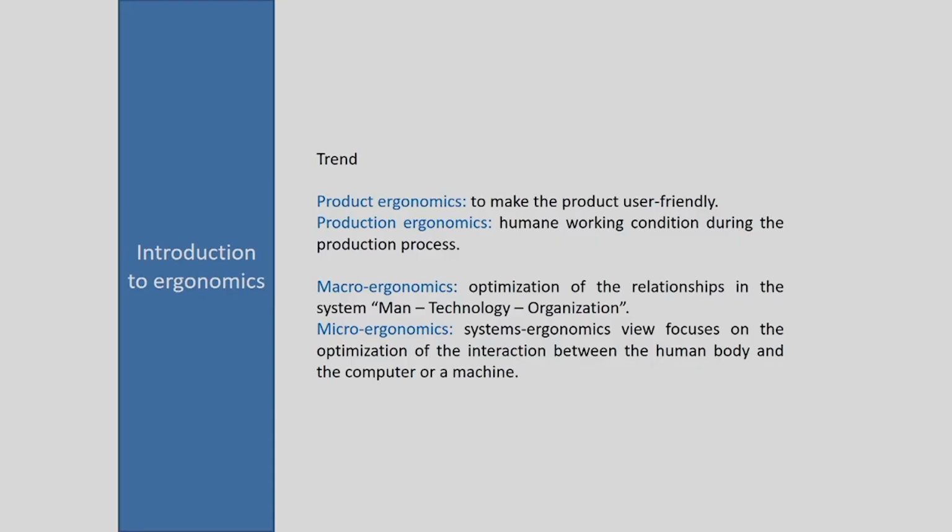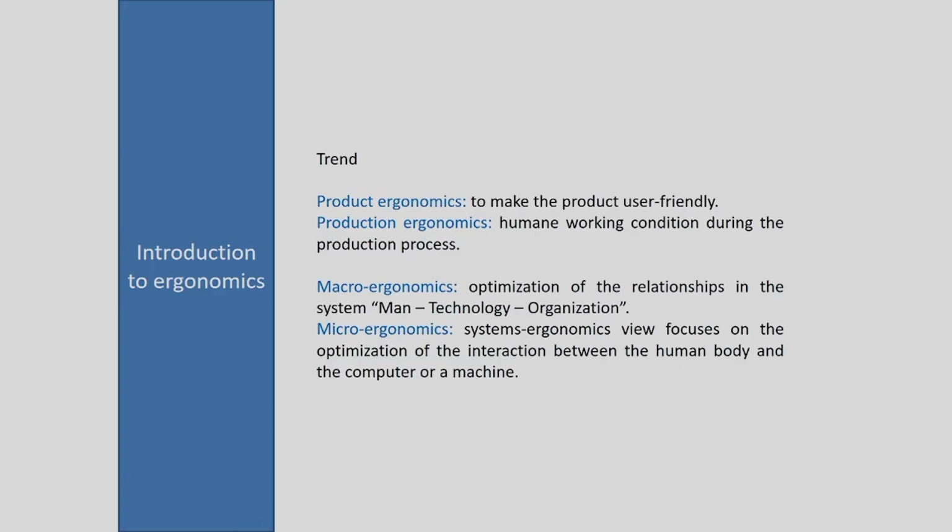Moving to the next part of this presentation, I would like to mention what the current trend in this particular field is. If you look at the trend and try to categorize it, it is majorly divided into 4 major categories. The first two components are product ergonomics and production ergonomics, and the second two are macro ergonomics and micro ergonomics. Okay? These are the broad divisions from the two perspectives.